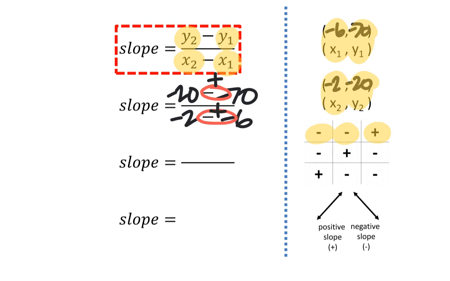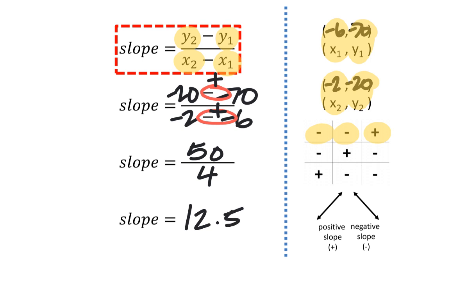You probably want to use a number line or a calculator at this point. -20 plus 70 gives you 50, and -2 plus 6 gives you 4. You can leave this as a fraction if you want, or you can change it to a decimal. I'm going to take 50 and divide it by 4, and that gives me 12.5.